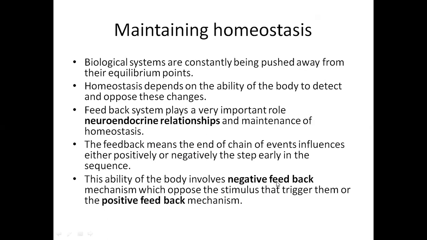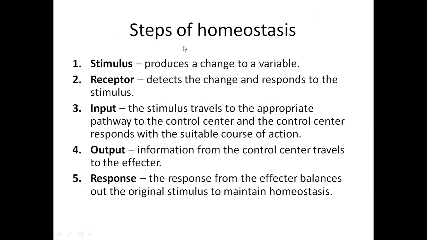Now, the negative system has the ability to oppose the stimulus. The positive system has the ability to trigger the system further, bringing about reinforcement of the same stimulus. Now, these are the steps that a body performs to maintain the homeostasis. The same steps we saw in the very first slide also.